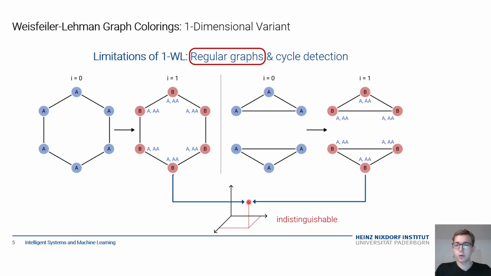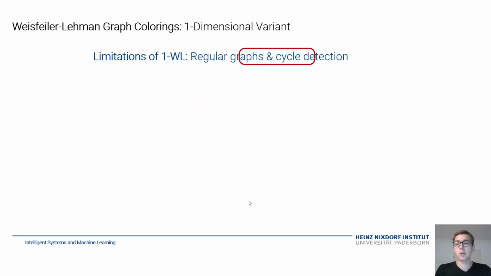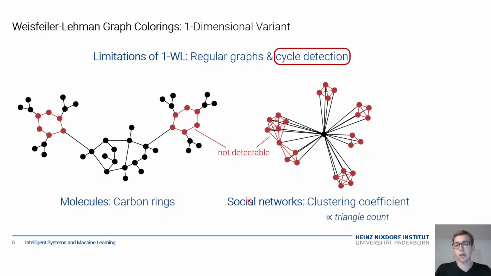Now, this limitation alone might not seem so bad, since we don't typically deal with datasets that just contain regular graphs of the same size and degree. However, there's also a second limitation of the one-dimensional coloring scheme, and that is that we are unable to detect cycles. And that is much more interesting from a practical perspective in many situations, since, for example, molecules often contain carbon rings, or social networks have the important clustering coefficient metric, and both of these properties heavily depend on the ability to detect cycles in graphs. And this is something that cannot be done using a one-dimensional coloring scheme.